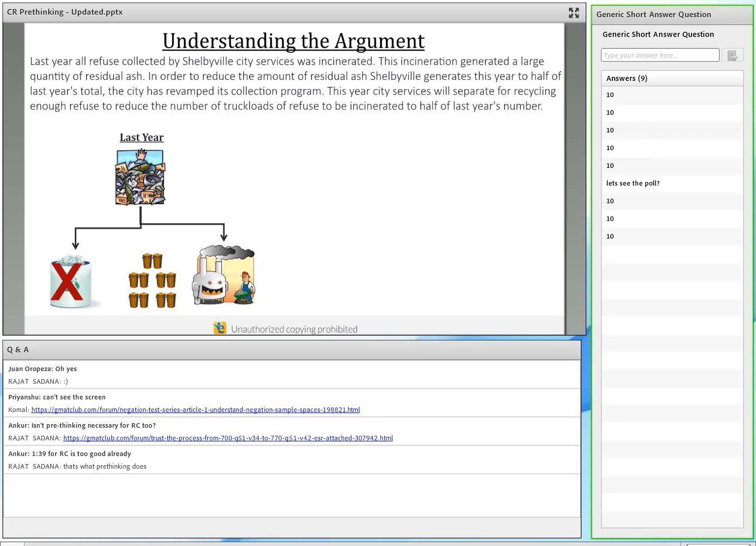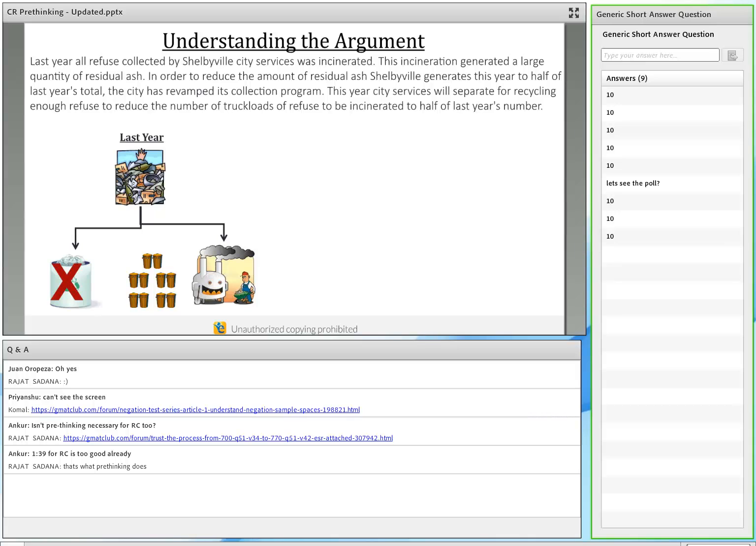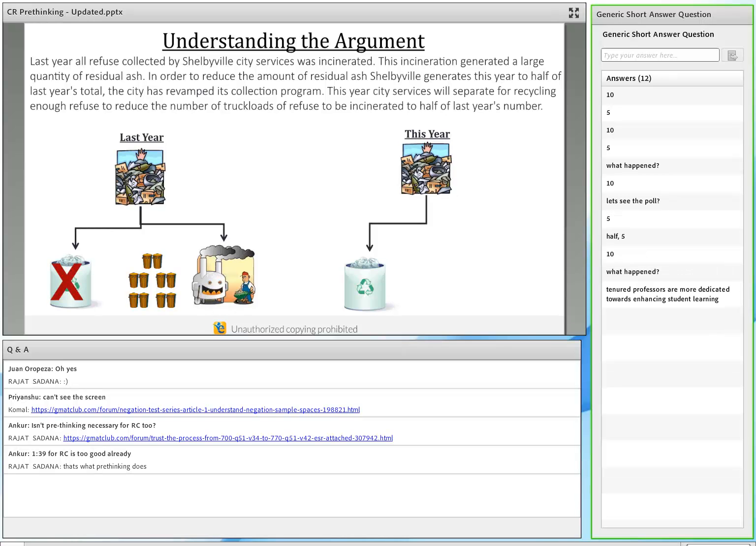Okay, we'll see the poll. I think choice D was very, very popular. Actually, C, D, and E were very popular. Forgive me. So again, this is a 700 level question as well. Now this year, what we're going to do is separate some stuff for recycling. How many trucks are we going to send for incineration this year? Half, 5. Okay. So we're going to send about 5 trucks this year for incineration.